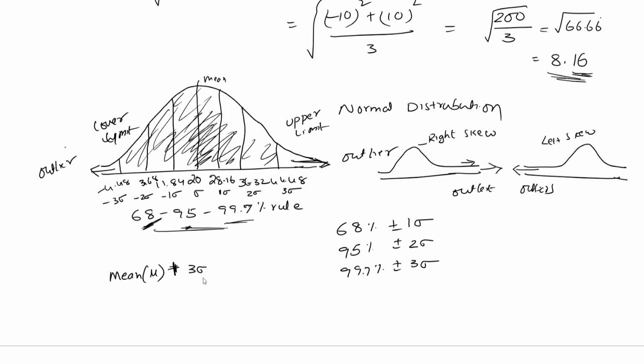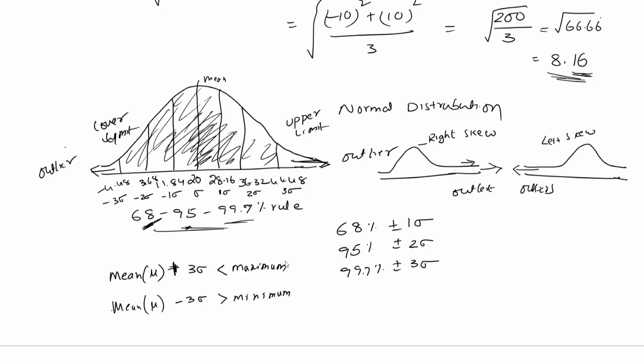So when you do this, this should be less than the maximum value. And similarly, if you take the mean mu and subtract the 3 standard deviations, then the resulting value should be more than the minimum value. If these two don't happen, then you have potential outliers.